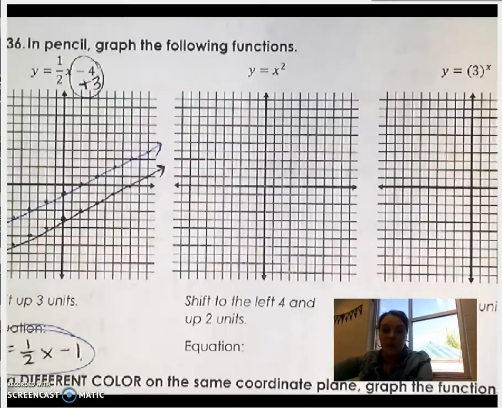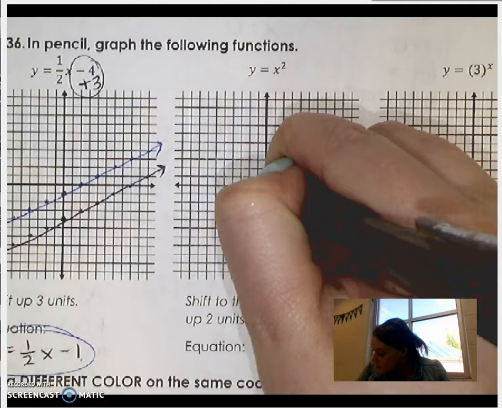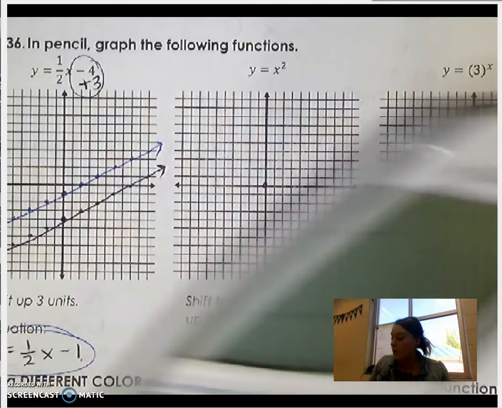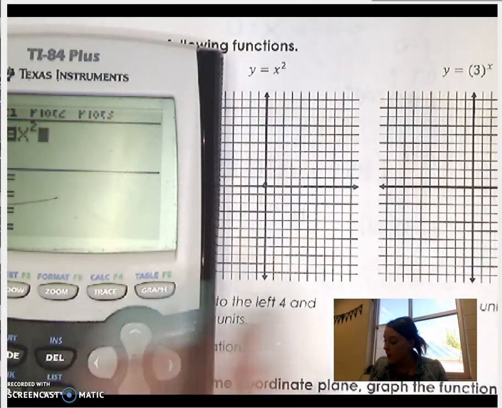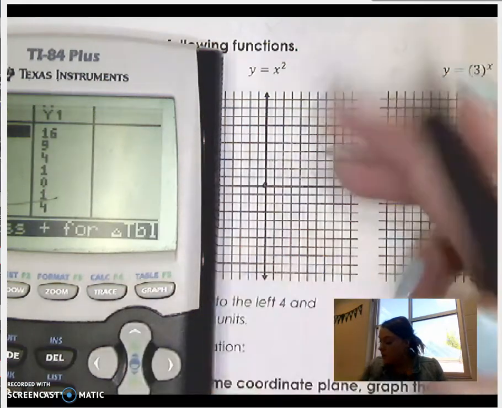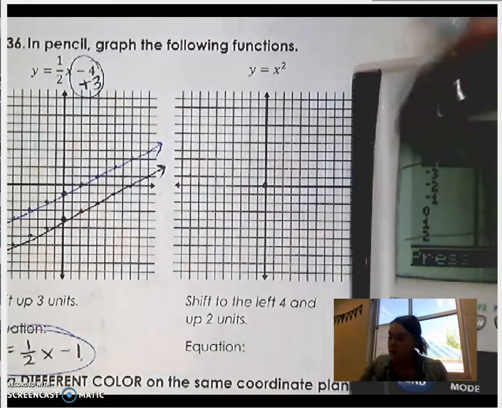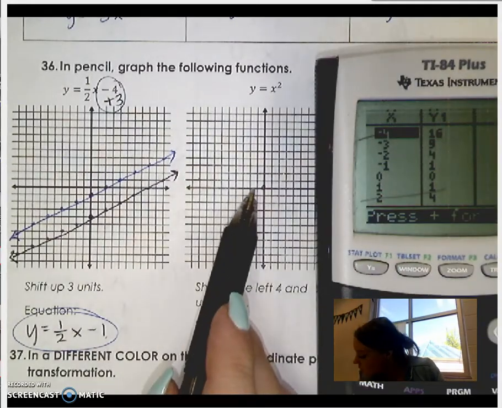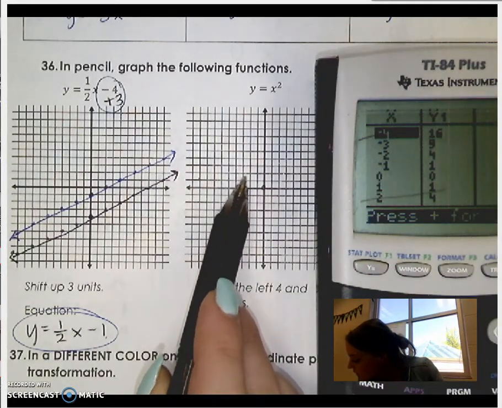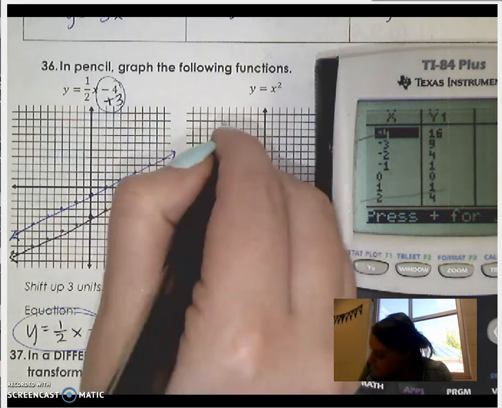Alright, moving on to my quadratic. The first function they want me to graph is x squared. X squared is the easiest for me to graph, but I'm going to go ahead and graph it using my table. So y equals x squared, second table. And we're going to graph from -3, 9. Let's see, zoom a little bit out for you. Okay, so -3, 1, 2, 3, up 9. 1, 2, 3, 4, 5, 6, 7, 8, 9.